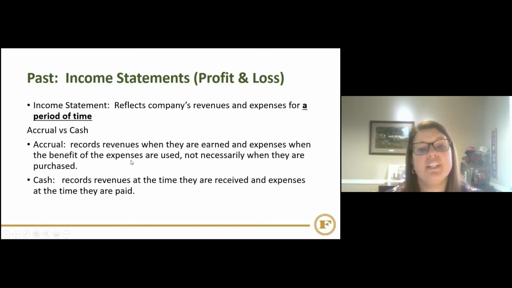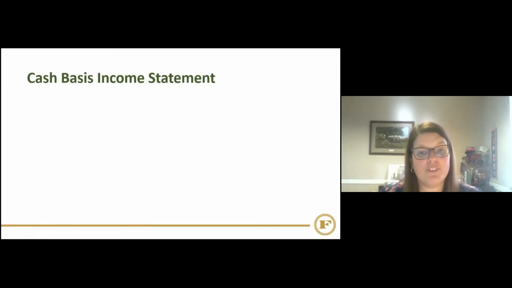There are two types of income statements, accrual and cash basis. Accrual records revenues when they are earned and expenses when the benefit of the expenses is used. That's not necessarily when they are received or when they are purchased. Cash basis records revenues at the time they are received and expenses at the time they are paid. So what does this look like in practice? Let's start with the most common and the easier of the two, cash basis.